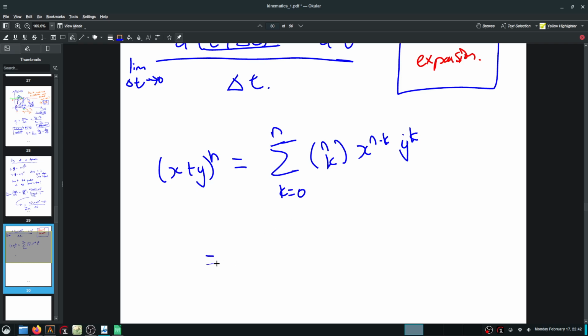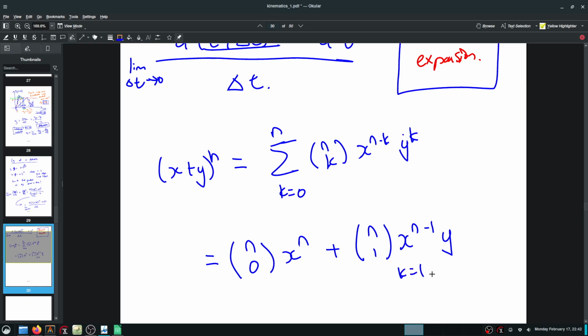Okay, so what does it look like? Let's write the first term, k equals 0. I'll just write it out for you: x^n, because k is 0 here, and then y^0, which is just 1, so I'm not going to write that yet. Plus n choose 1, this is the binomial coefficient, x^(n−1) y. Okay, this is k equals 1.